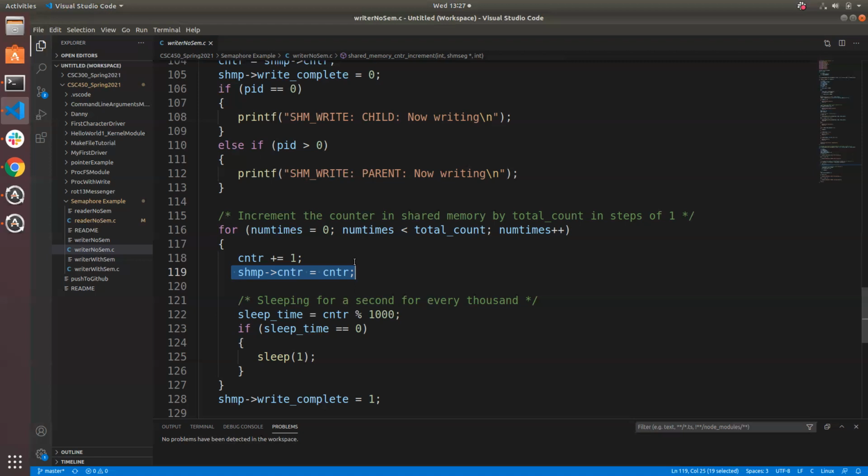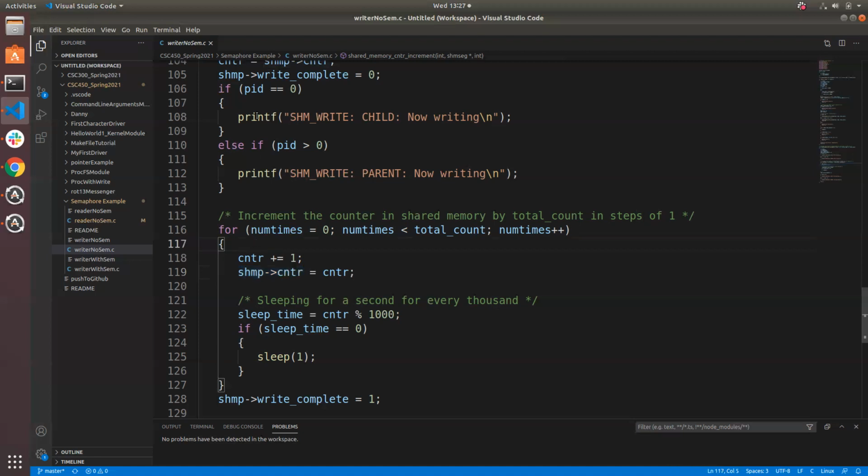So we haven't synchronized. We have this one counter and we have this one place in shared memory, our shared memory counter, this one integer that's in shared memory. Both the parent and the child are setting this to a value. They're not incrementing this value directly.